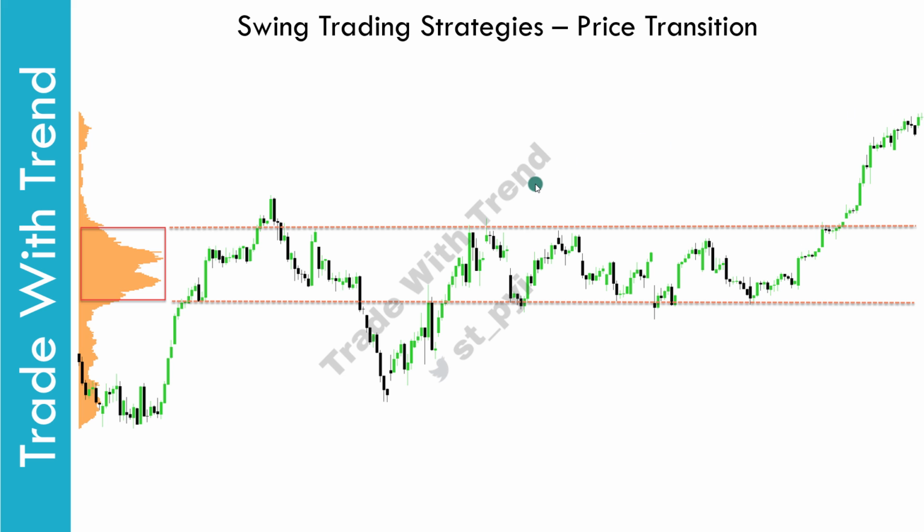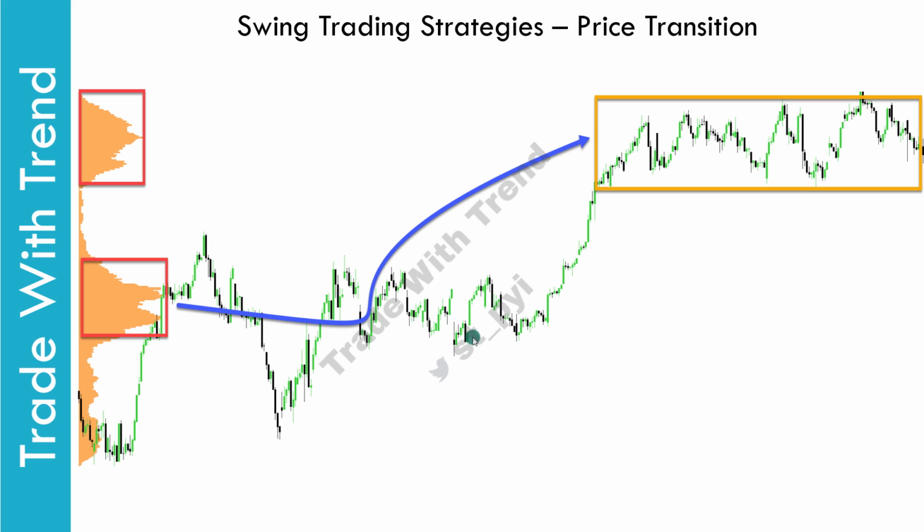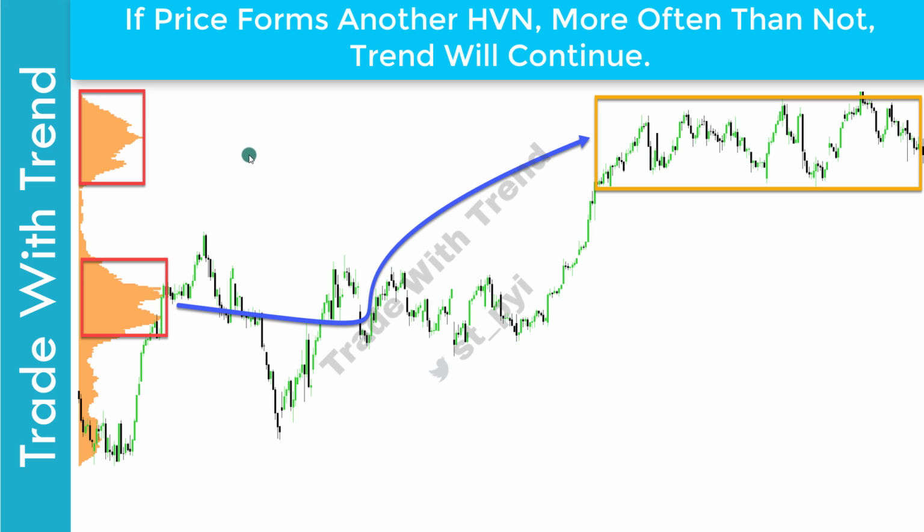Let us now see what price does as it moves higher in this particular case. So in this chart in front of you, you can see that price has transitioned from a high volume node region to a low volume node region. Price then forms a range and in turn forms another high volume node region here. Now this is how it plays out in most swing cycles.